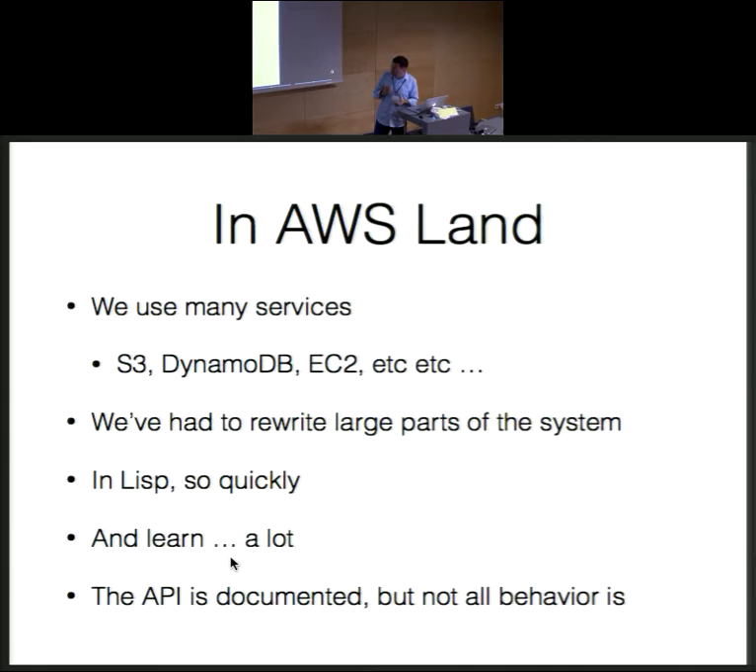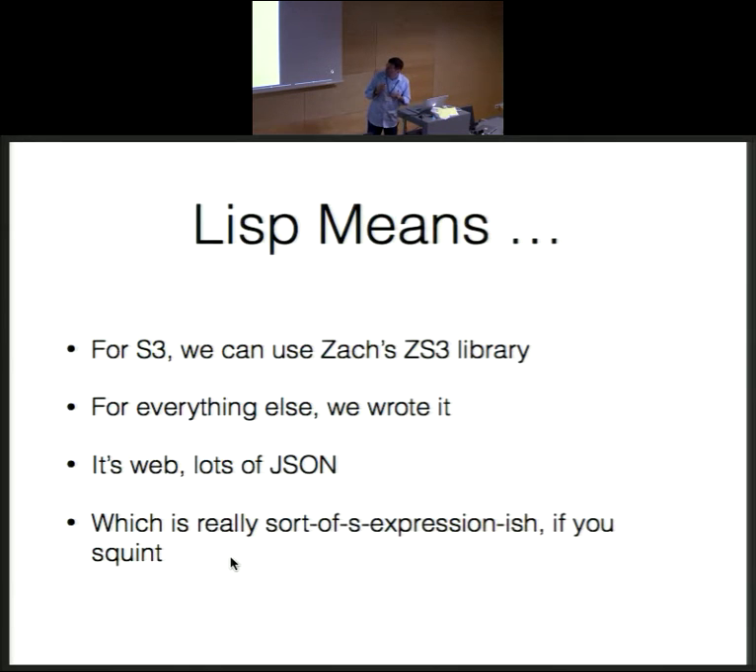We've had to rewrite large parts of the system, but in Lisp, so it's pretty quick. And we've learned an awful lot. As I said, the APIs are well documented, but the behaviour is not in certain circumstances. So for S3, we've got Zach's S3 library, works really well. For everything else, we wrote it.